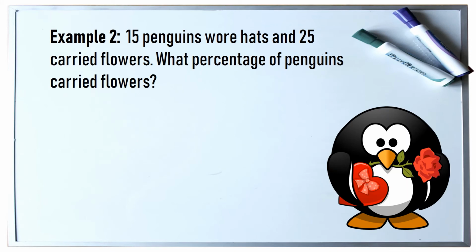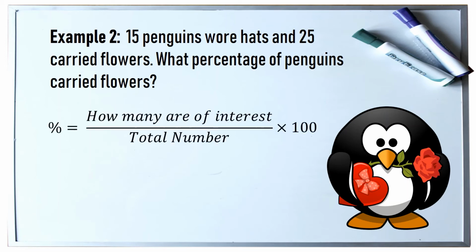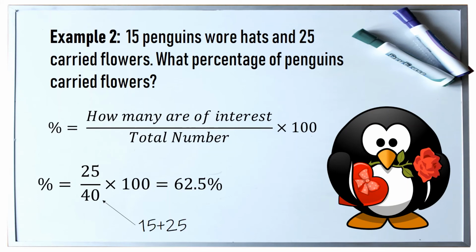Example 2. 15 penguins wore hats and 25 carried flowers. What percentage of penguins carried flowers? We're going to use the same formula as before, but we need to be a little bit more careful. 25 are of interest, but 40 is the total. This comes about from 15 penguins wearing hats and 25 carrying flowers. We multiply by 100 and we get 62.5%. A decimal in a percentage is perfectly okay.